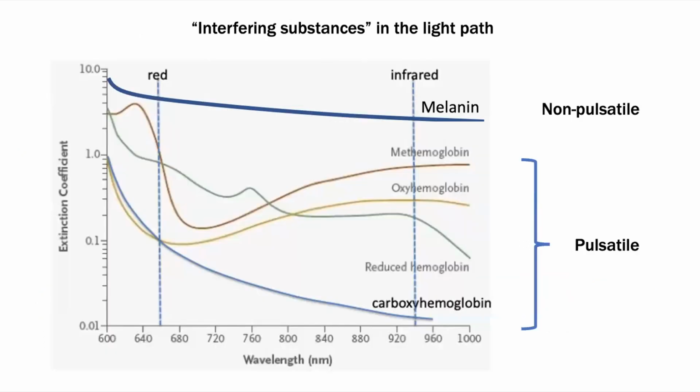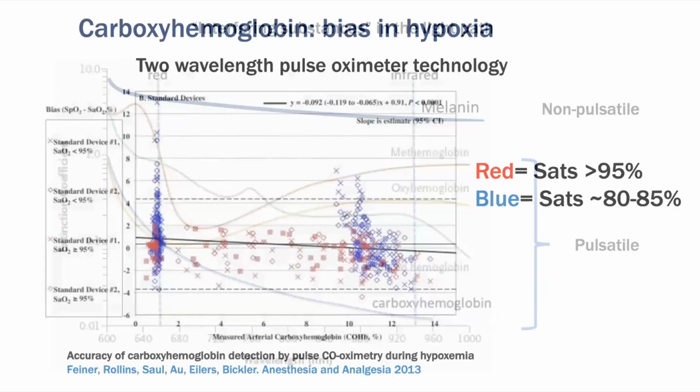By interfering substances, I mean things as depicted in this graph. It gets pretty complicated. At the top is something that's non-pulsable, melanin. And all the components of blood on the bottom are part of the pulsable components. So they include methemoglobin, oxyhemoglobin, and so on. So distinguishing between pulsable and non-pulsable interferences, I think, is very important.